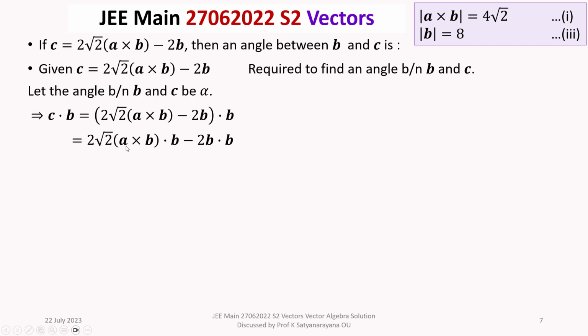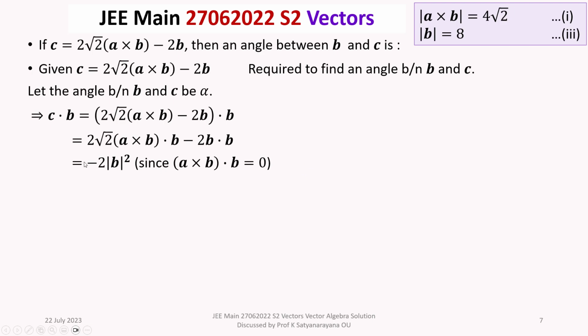Now look at A cross B dot B. What is this? This is a scalar triple product of the vectors A, B, B. In this scalar product, what we see is two vectors are the same. And in the case of the scalar triple product, if two vectors are the same, then it will be 0. So A cross B dot B is 0. And this will be 2 times 0 minus 2 into B dot B, where B dot B is mod B square. Minus 2 B dot B is minus 2 into mod B square, the length of B squared.